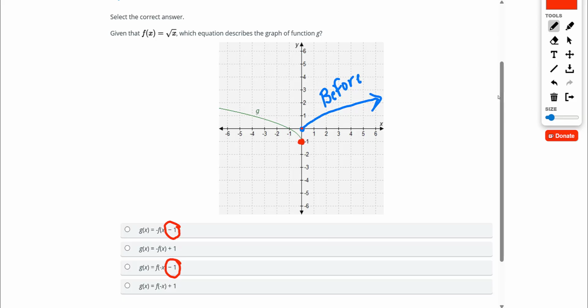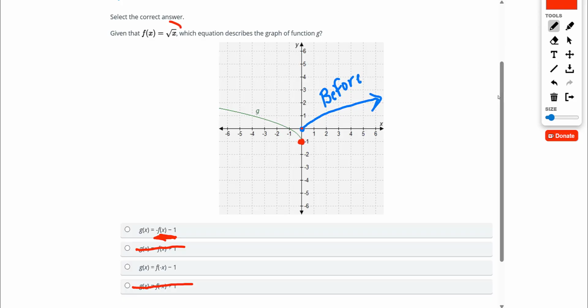Now, the orientation part of the graph tends to confuse students. So here's what I'm going to do. I know the answer. I'm going to cross this one out. We know it's not this and not this because they both have a +1 on the end. What we're going to do is rewrite this first answer choice, instead of negative f of x -1, because I can't graph this. I don't have any real operators with f of x.